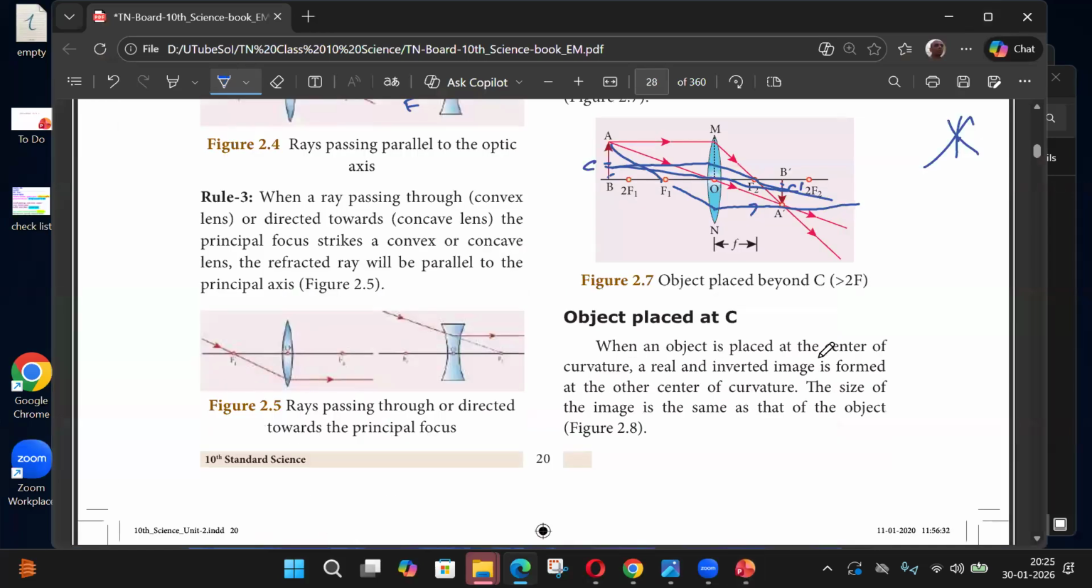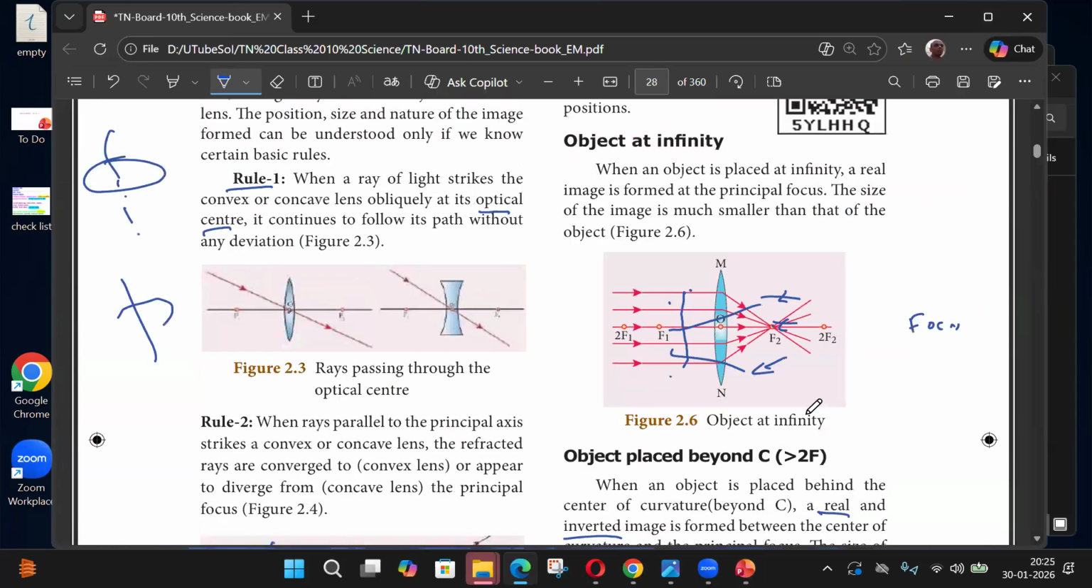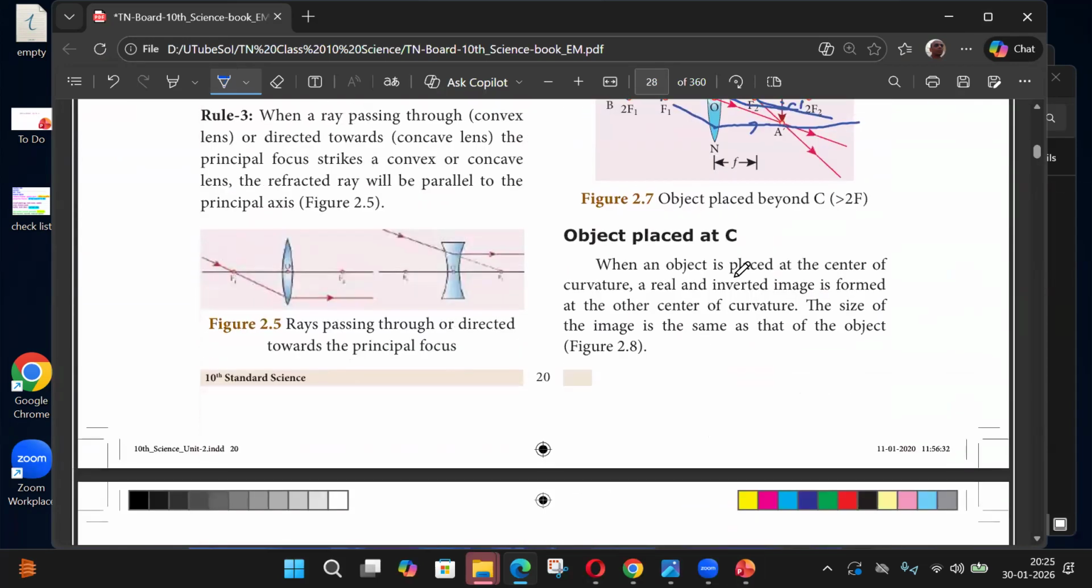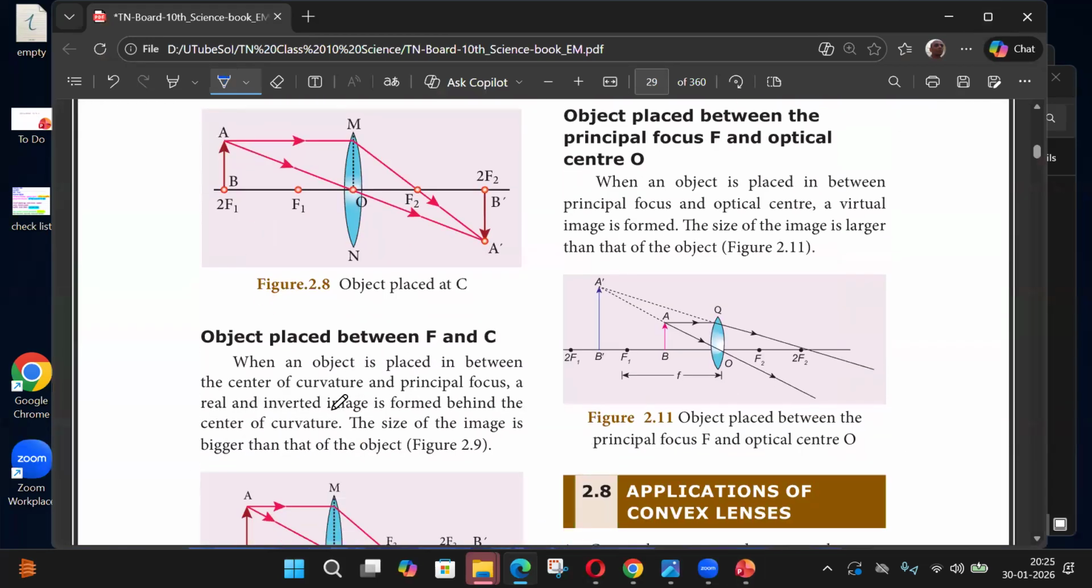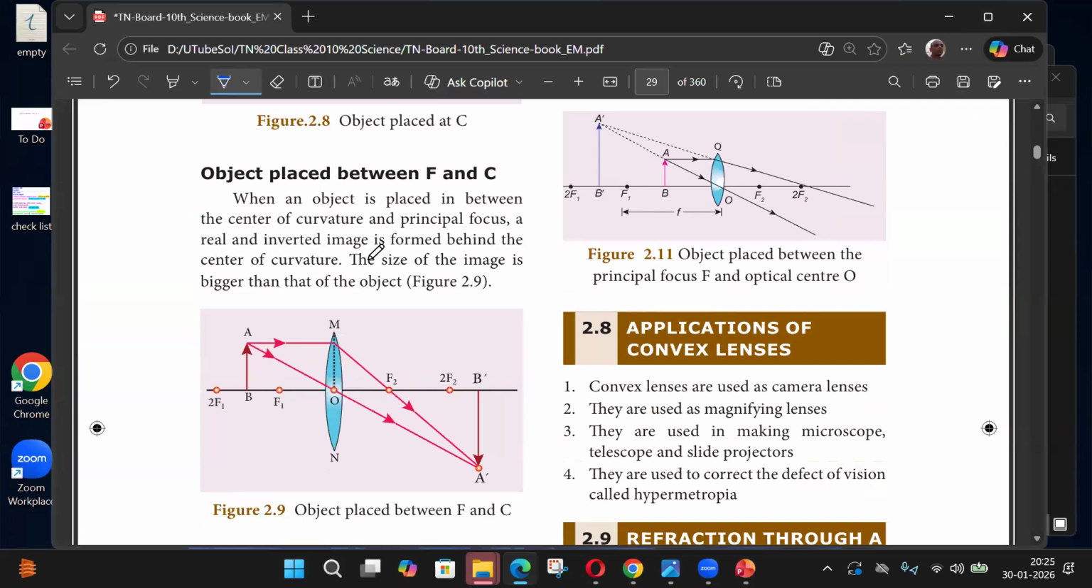Okay, sir. So the second case is this one, beyond C. The third case is at C. The fourth case is between F and C. So this is F and this is C. The same two rays, one parallel to the axis, will go here and pass through the focus, and this one, this one. So here you can see A prime.